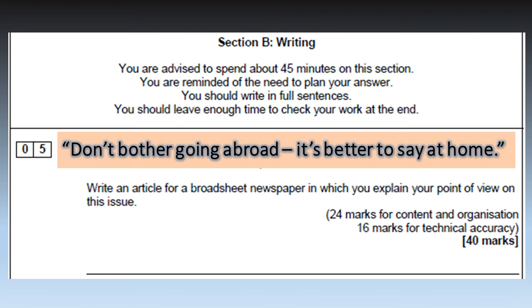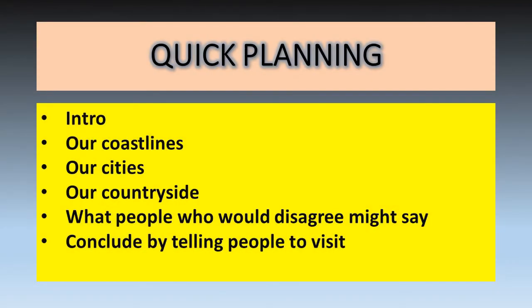You get 24 marks for content and organisation and 16 marks for technical accuracy. So you're marked for a whole wide range of things in your writing, but ultimately your examiner wants you to have some really great ideas that you communicate clearly. So I've started with a quick plan. I'm going to be arguing that actually staying at home and not going abroad is a great idea. So here's my planning, and this is what I would write down before I get started.